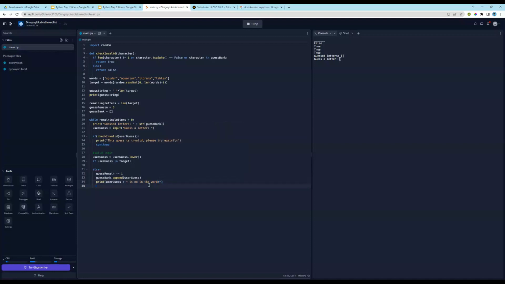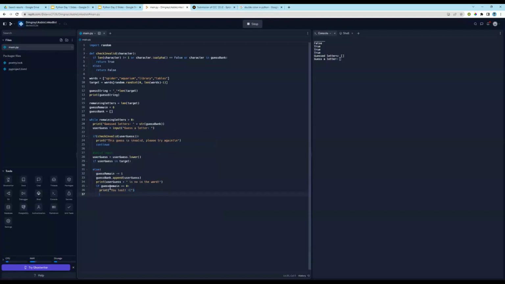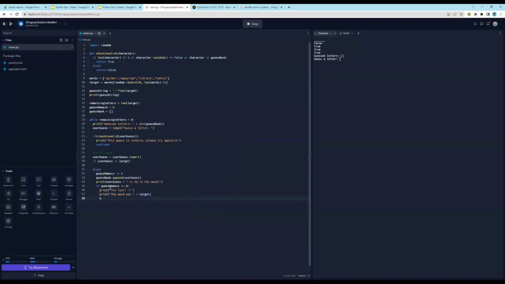And then after we check the guess_remain, if they have no more guesses, we also have to check if guess_remain goes to 0. If they have no more guesses, then we have to say that oh, you lost. We'll just give a little sad face. And obviously we have to tell them what the actual word is, right? So we say the word was actually, plus word, plus target, because this is our target value. And then at the end, we have to break.